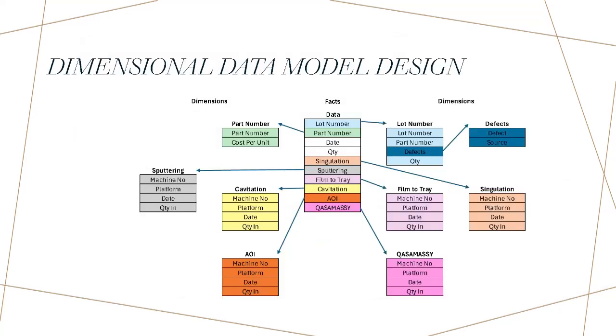This is the dimensional data of the model design, wherein we have the fact, which is the data, and the different dimensions that compose the data, which are the part number, lot number, defects, and then the different process steps in the production line, which are wafering, cavitation, AOI, femto tray, singulation, and QAS, AMSA assembly.